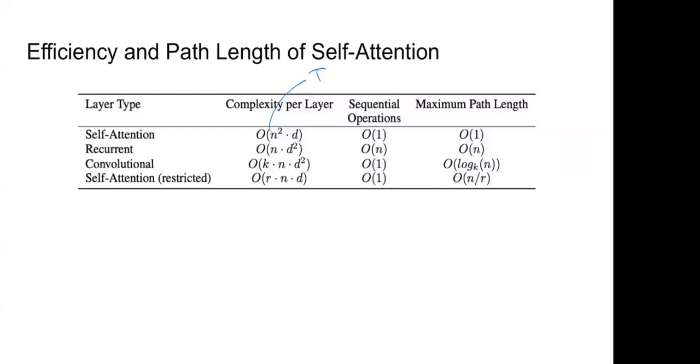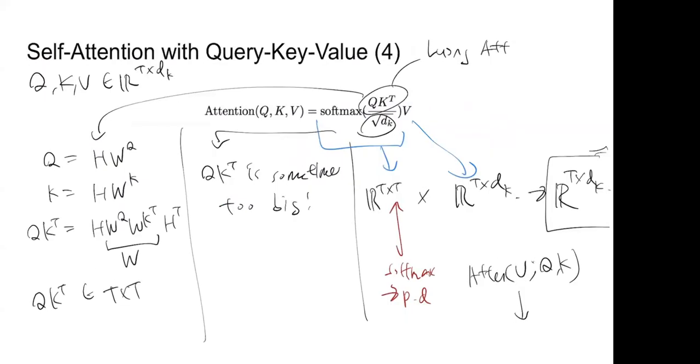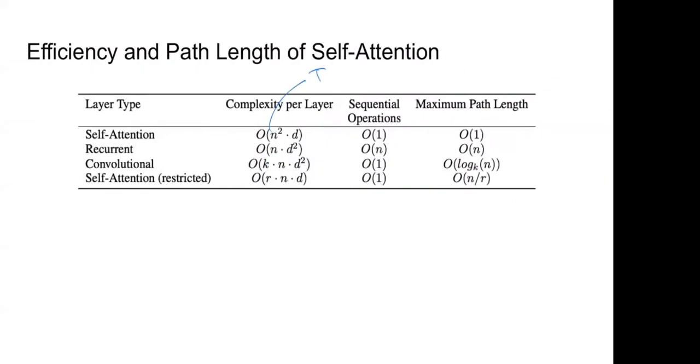So self-attention is n squared d. Where is the bottleneck happening here? The bottleneck is happening at the matrix multiplications, which are between Q and K transpose, and between the attention weights and the values, right? So you have to compute two matrix multiplications in self-attention. One is where you are multiplying between T by d and d by T, right?